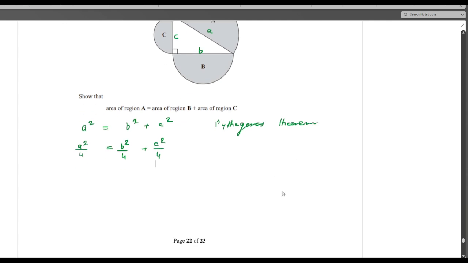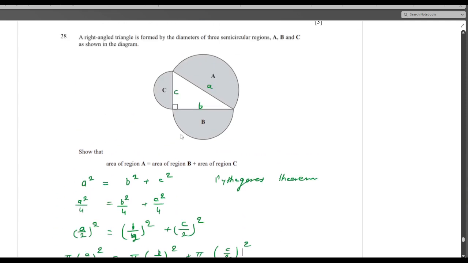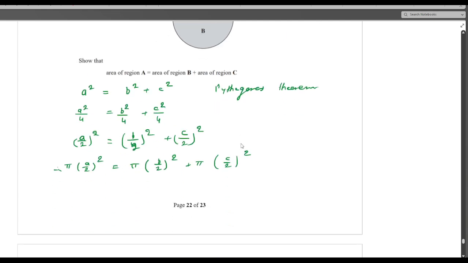Then I write this as A divided by 2 the whole square is equal to B divided by 2 the whole square plus C divided by 2 the whole square. Then for area, I need to multiply by pi r square, so let us multiply by pi. Therefore pi times A by 2 the whole square is equal to pi times B by 2 the whole square plus pi times C by 2 the whole square. Now pi r square is the area of a circle, but for a semicircle I will multiply by half, so here everything is multiplied by half.